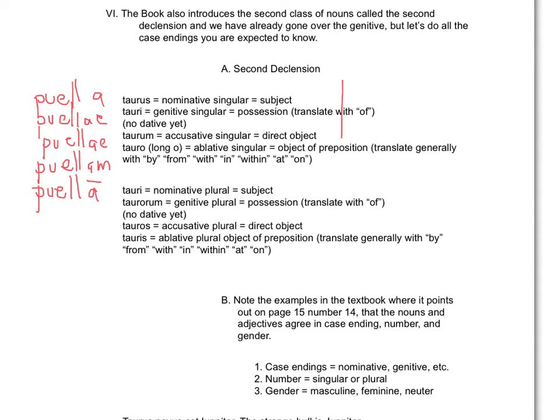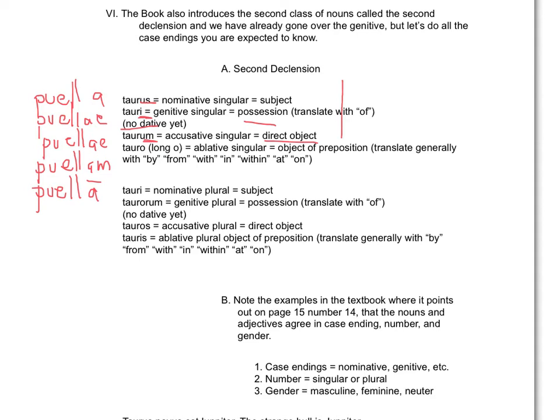Taurus ends in US for the nominative. That means it's the subject of the sentence. It ends in I for the genitive. That means it's the possession. It's expressing possession. You don't know the dative yet officially. Taurum is the accusative for the direct object, the one thing that receives the action of the verb.